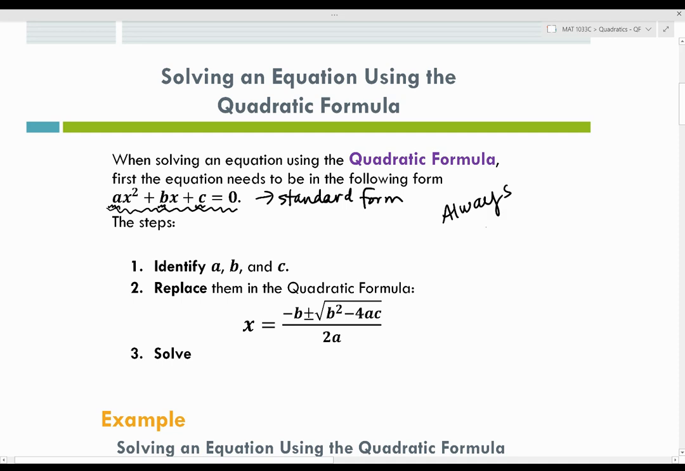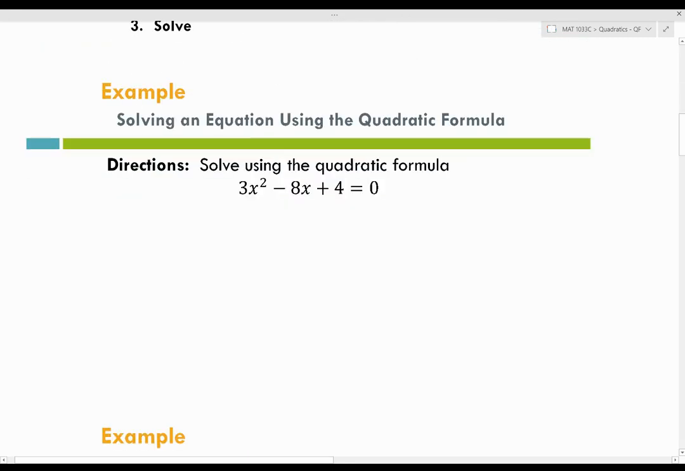It always works. Previously, we've talked about factoring, the square root method, completing the square, and now this method. Of those four methods, completing the square and the quadratic formula always work. So if you ever get stuck, this is probably going to be one of your go-tos. All right, now let's look at our first example.